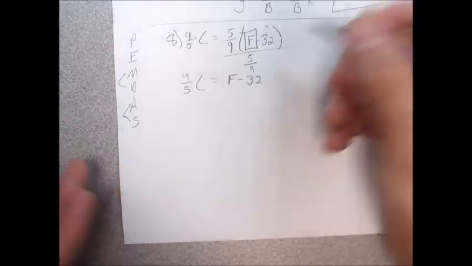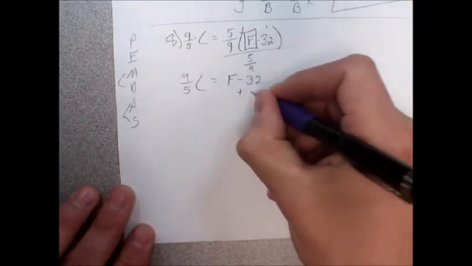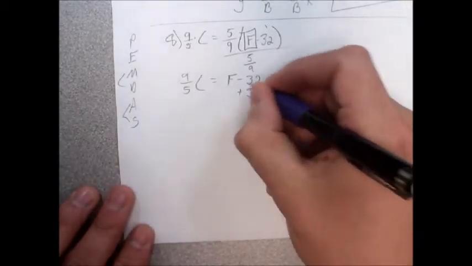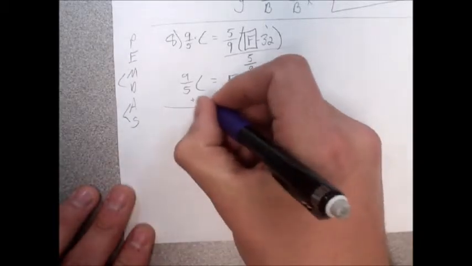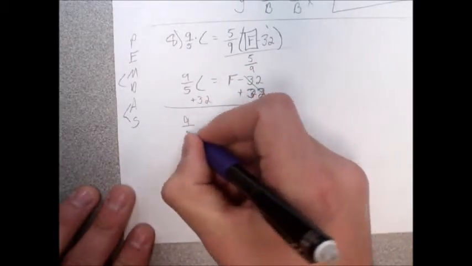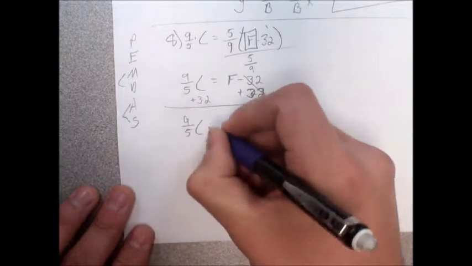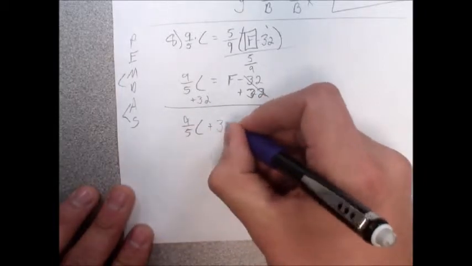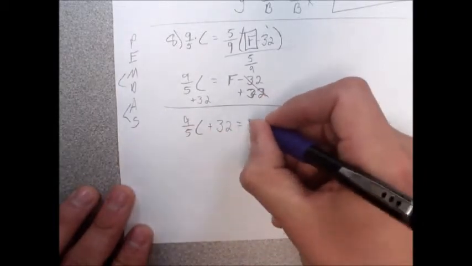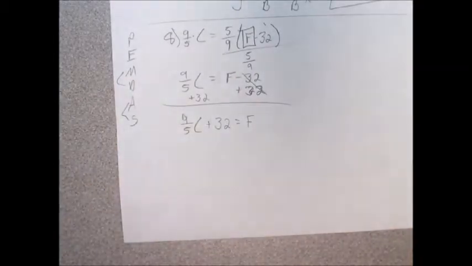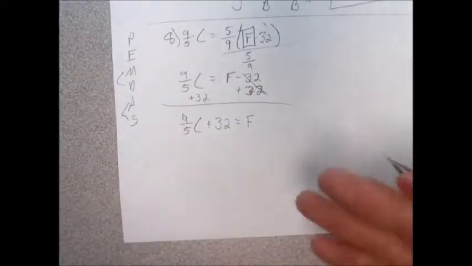How do I get rid of a minus 32? I add it. So I get 9/5 times Celsius, add 32, and that will be our conversion from Celsius to Fahrenheit. Okay, really good to be able to move these in between each other.